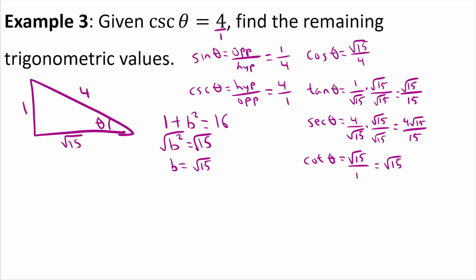Okay, interesting problems, right? So hopefully this video gives you a better idea of what it means to find the remaining trigonometric values given one of the trigonometric values. This video also reviewed how to use the Pythagorean theorem to find the remaining side of a right triangle, as well as what were the 6 trigonometric ratios.